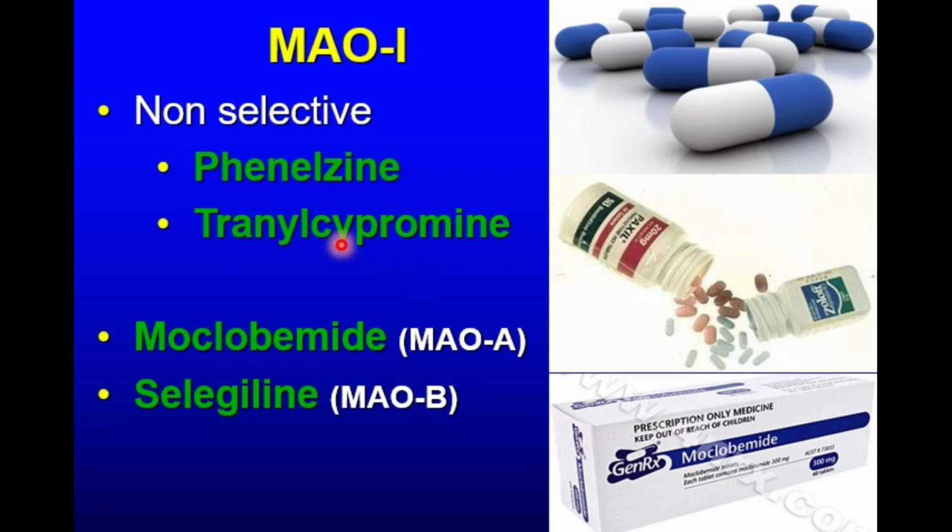In patients under treatment with monoamine oxidase inhibitors like phenelzine and tranylcypromine, tyramine in foodstuff can cause dangerous hypertensive crisis. Therefore, you should tell your patient not to consume tyramine-rich foodstuff like cheese.